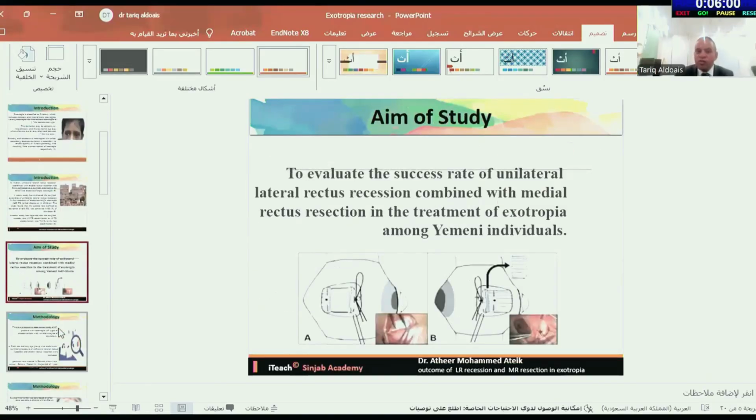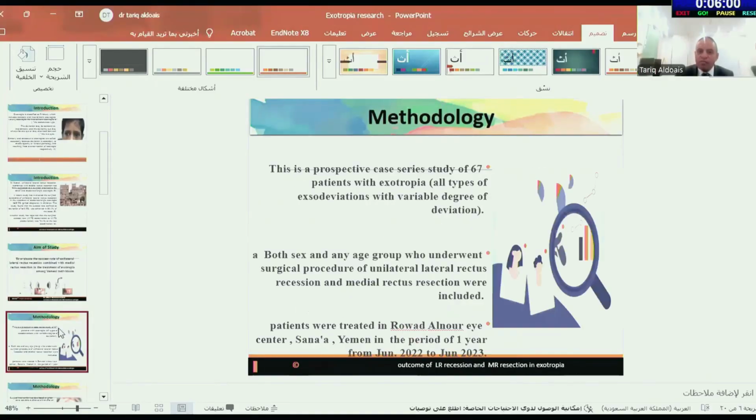The aim of the study was to evaluate the success of unilateral recess-resect. A total of 67 patients with exotropia, all types of exodeviations with variable degrees of deviation, of both sexes and any age group, underwent the surgical procedure of unilateral lateral rectus recession with resection. Patients were treated at Ruwad al-Noor Eye Center, Sana'a, Yemen, from June 2022 to June 2023.